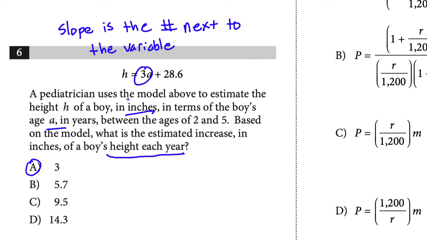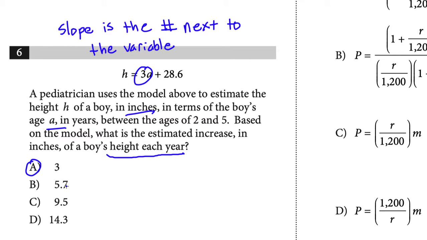Ask me questions now. So would any of these numbers be H, or would it just be A? None of them. If I wanted to find the actual increase in height between 2 and 5, I would be adding 5 minus 2, which is 3 years, because going from 2 to 3, 4, 5 does not include 2. I could plug 3 in for A and get 3 times 3, the total increase. Then I would add 9 to 28.6, and I get 37.6, which isn't any answer.